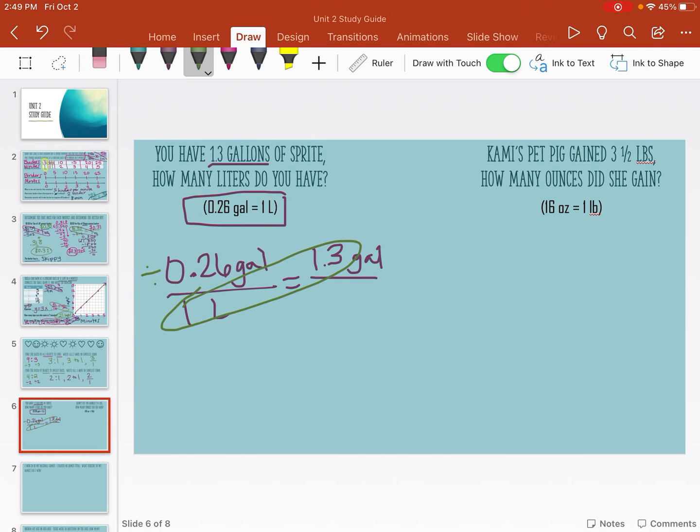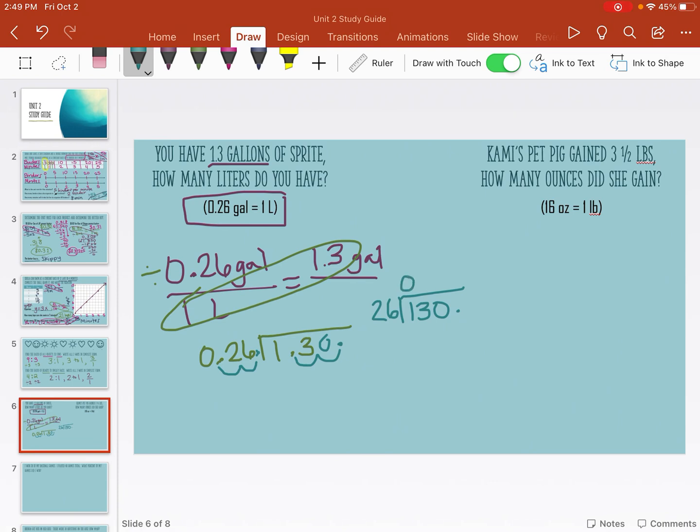Then cross multiply and divide. 1 times 1.3 is just 1.3, divided by 0.26. So I have 0.26 going into 1.3. Remember, we're going to slide, baby, slide. Move that decimal over 2 times. We went around a blank space, so we got to add that 0. So now it really says 26 going into 130.